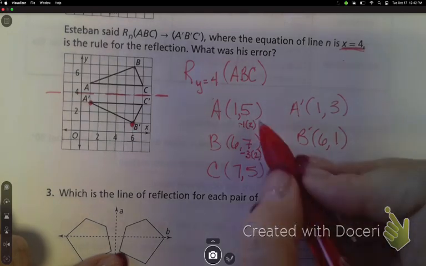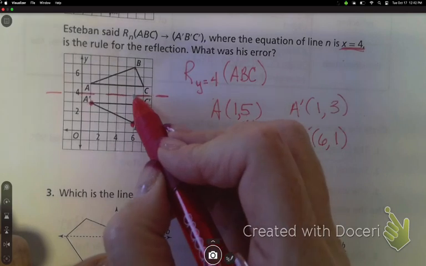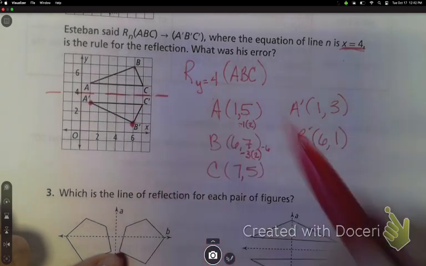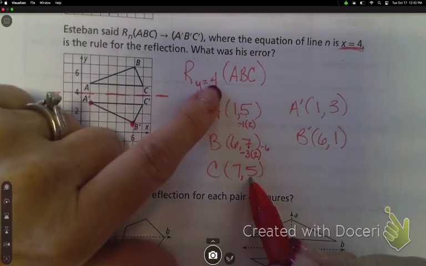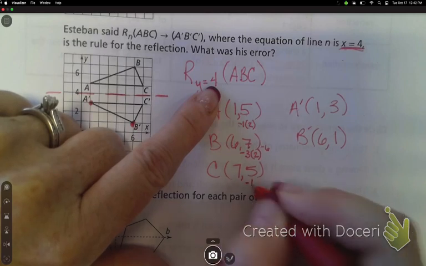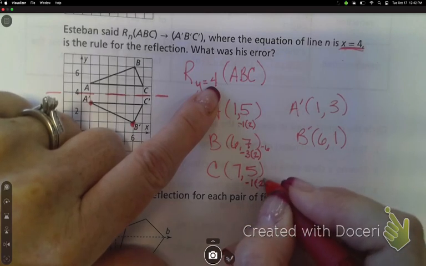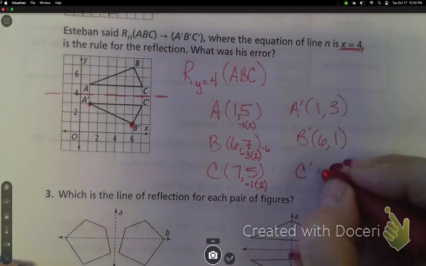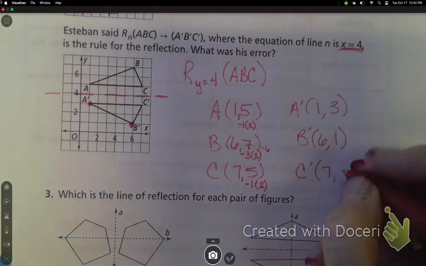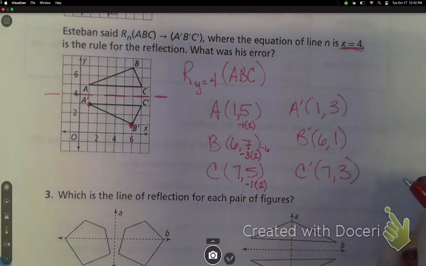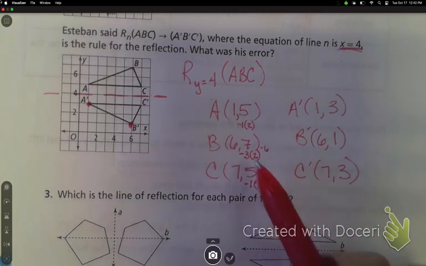Why am I doubling it every time? Because you got to get to the line and then you have to do what? The same. So, how far is 5 from 4? Down 1, times 2, negative 2. So 5 minus 2, 3. Do you see how I can do this without graphing? Does that make sense? Where did the negative 1, negative 3, negative 1 come from?